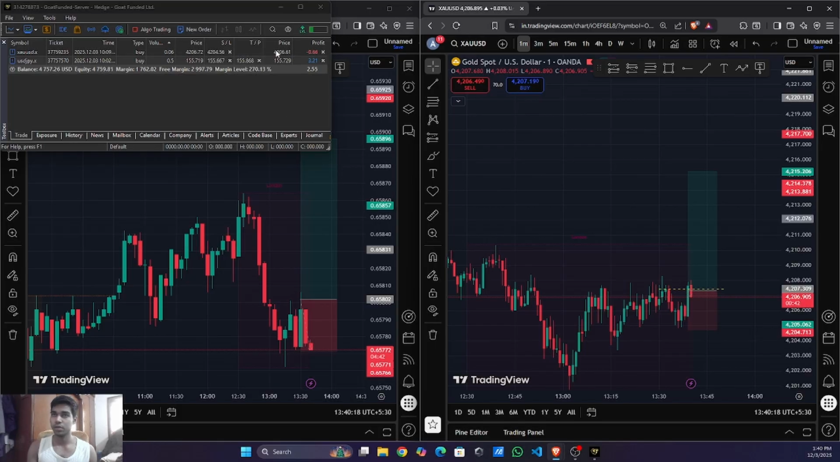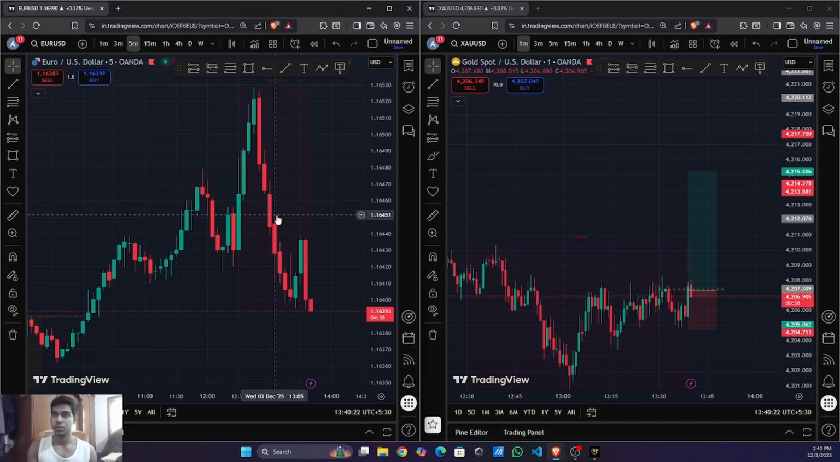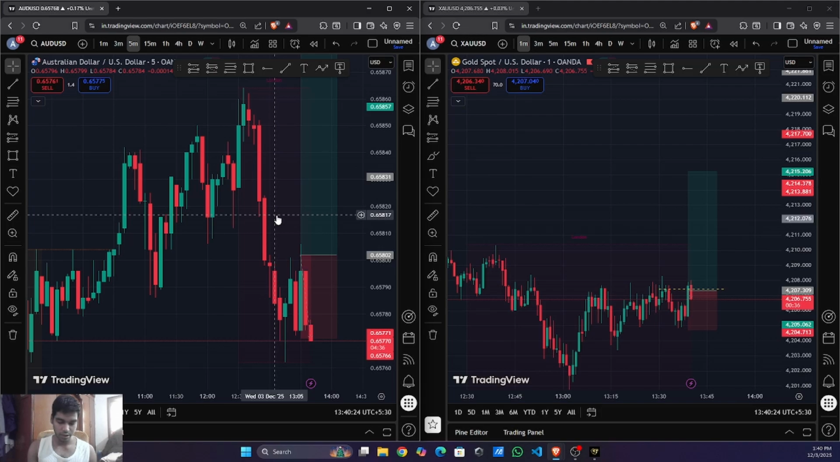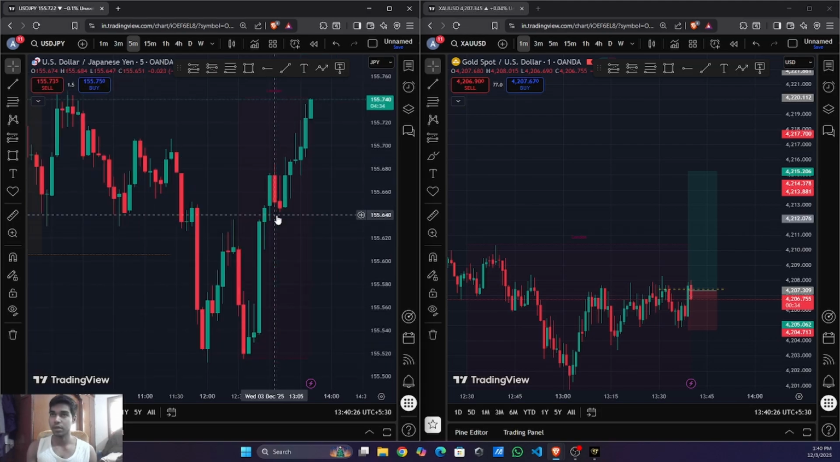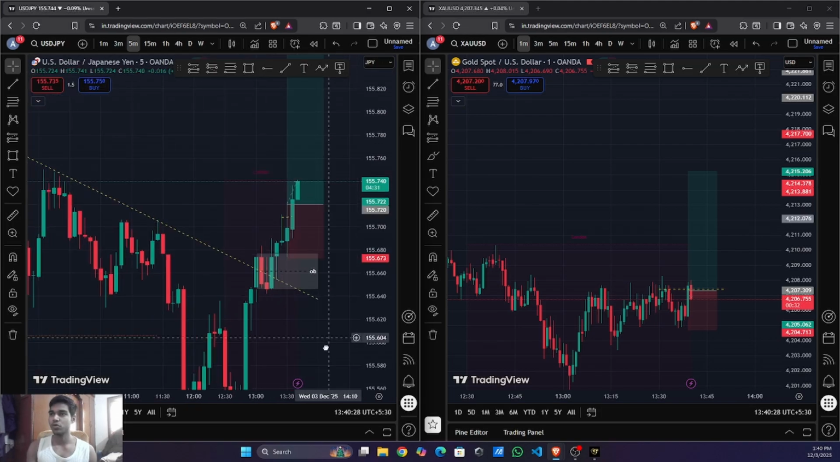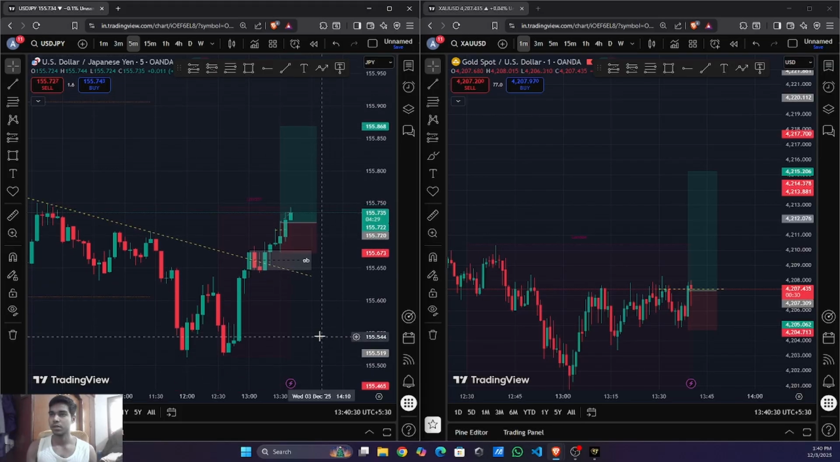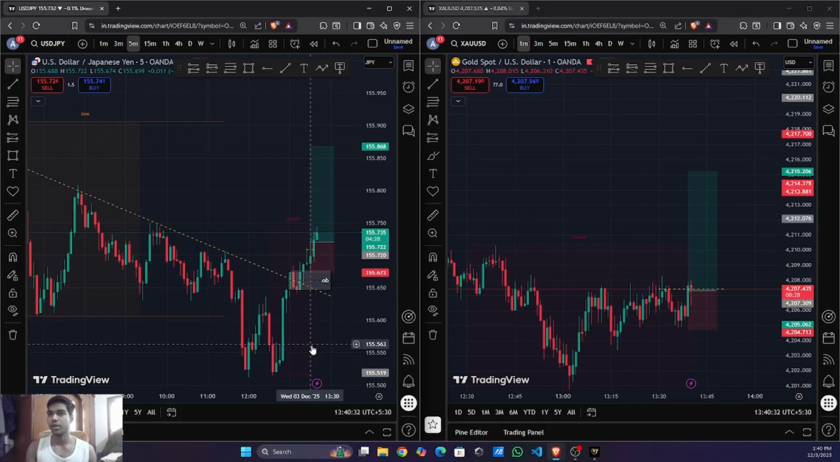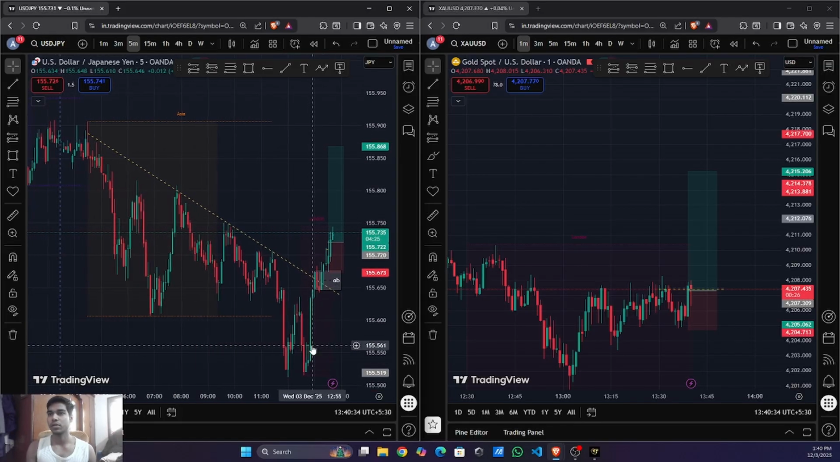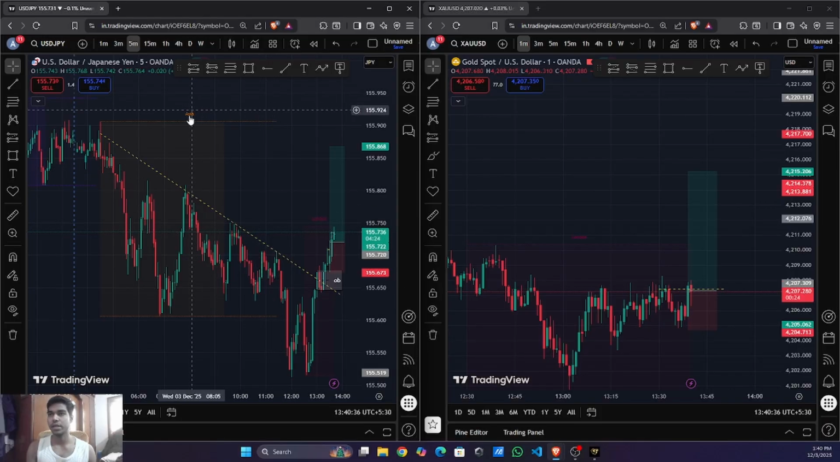AUD, we got stopped out. So what is our last trade? JPY. These are our two open trades in 5 minutes. JPY is looking good. It has a good range. It can take the Asia highs. That's not our target.